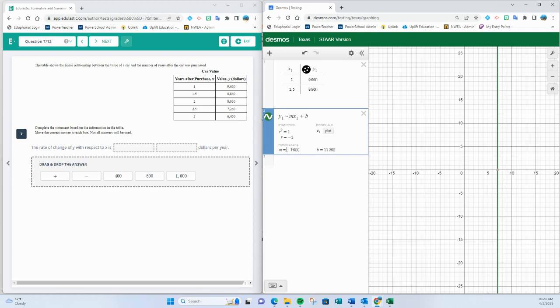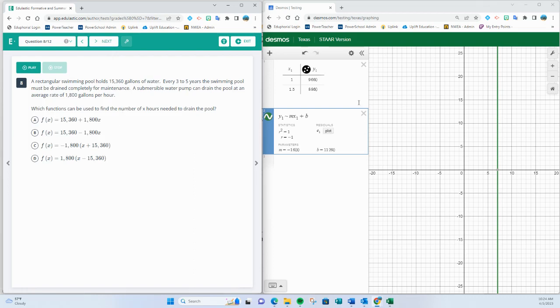And I see that I have a negative rate that is $1,600. So it looks like the value is decreasing each year.